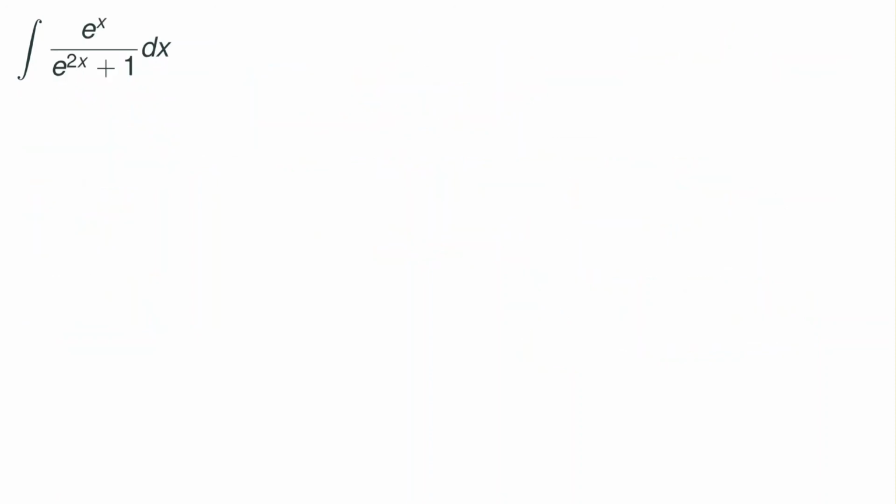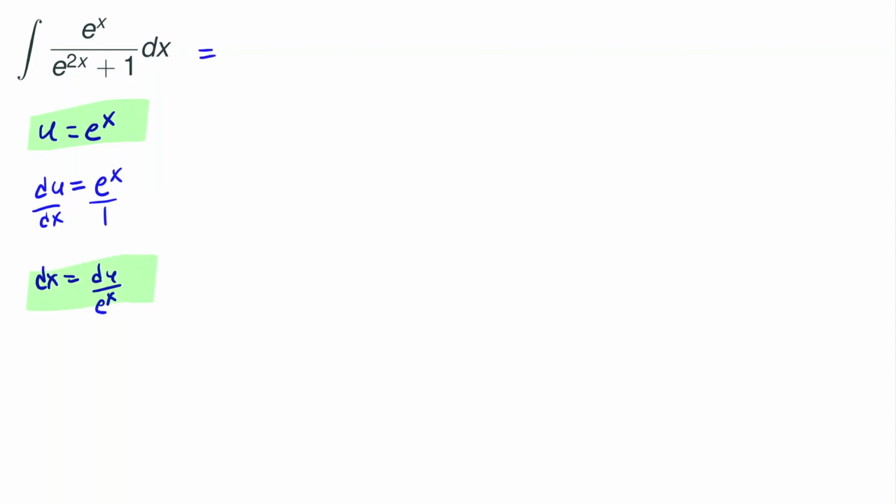Let's take the indefinite integral of this function. We're going to let u equal e to the x. Then du/dx equals also e to the x. What is dx then? du over e to the x. So let's use these two to substitute. Let's see what we get.